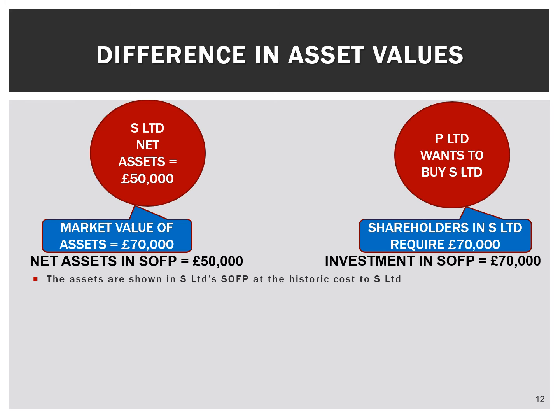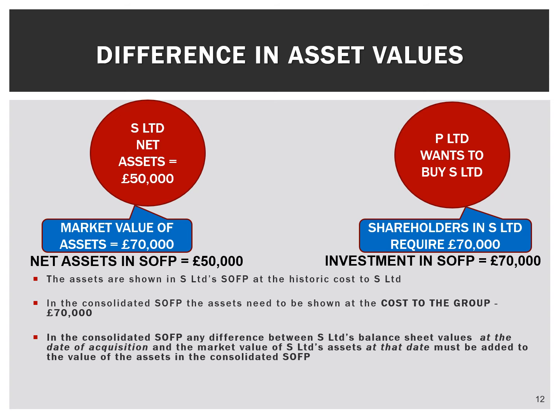The assets at the moment are shown in S Limited's statement at the historic cost to S Limited, what S Limited originally bought them for. What we need to do in the consolidated statement is show the assets at the cost to the group, not the cost to S Limited, but the cost to the group, the amount that P Limited had to pay for them. And that's £70,000. So we need to make an adjustment.